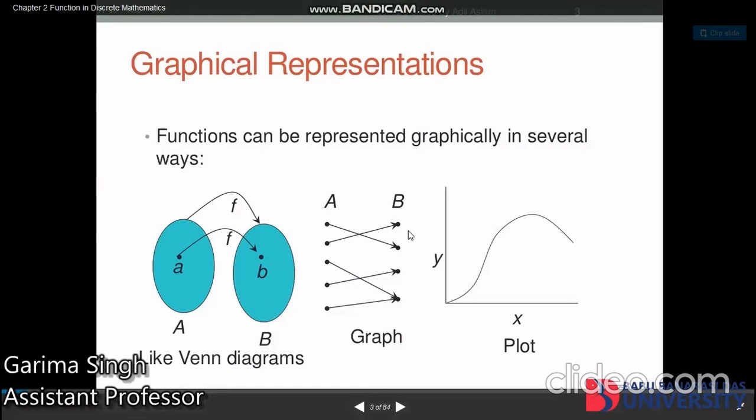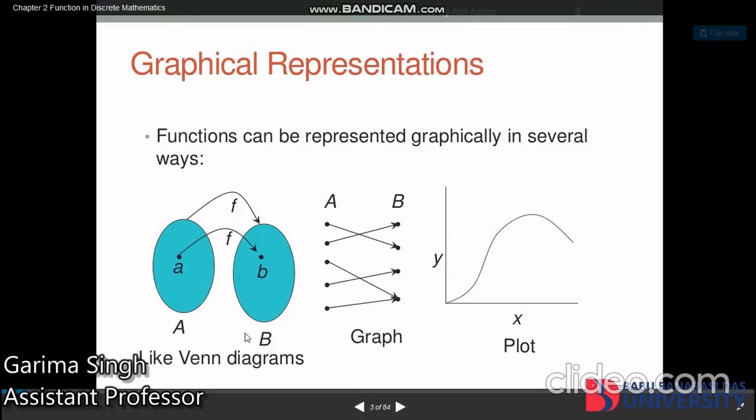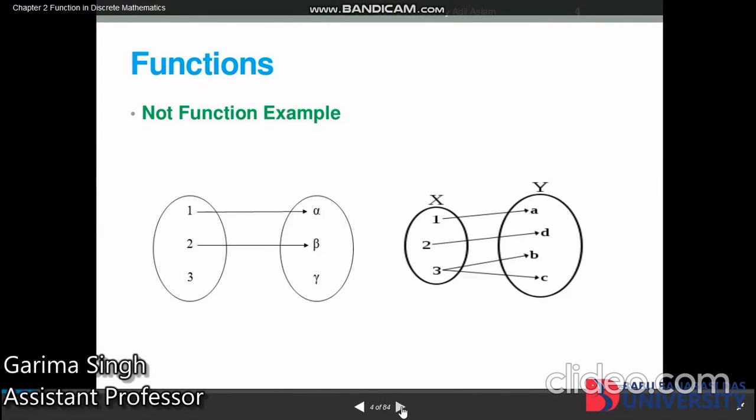Graphical representation. Functions are represented graphically in several ways. You can represent a function using a Venn diagram, or you can represent a function using a graph, or you can represent a function using a plot. These are not function examples.